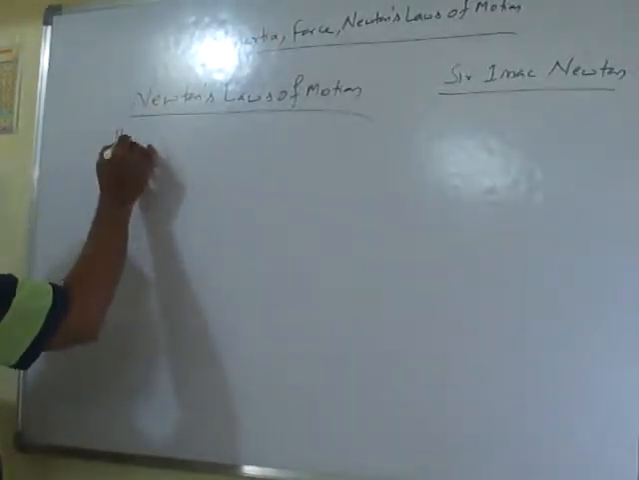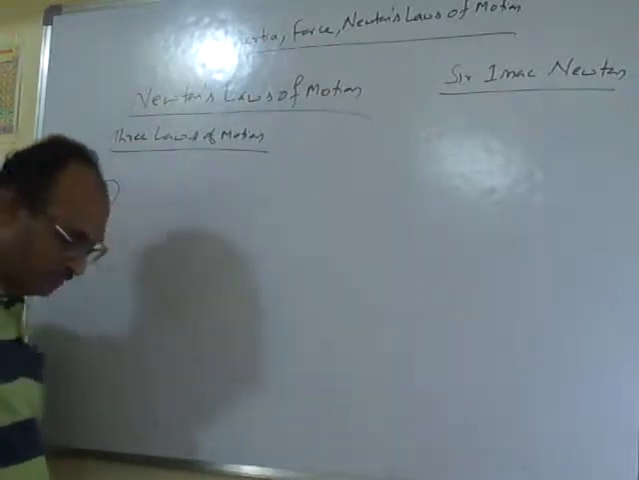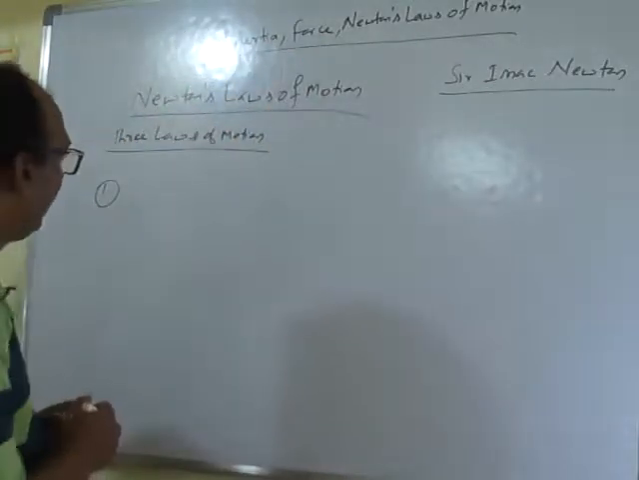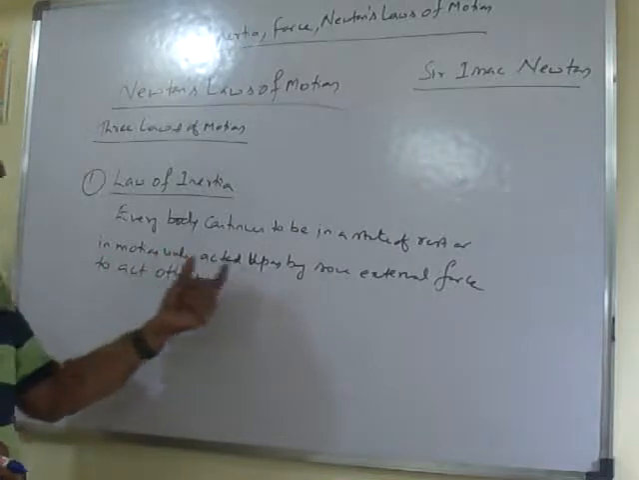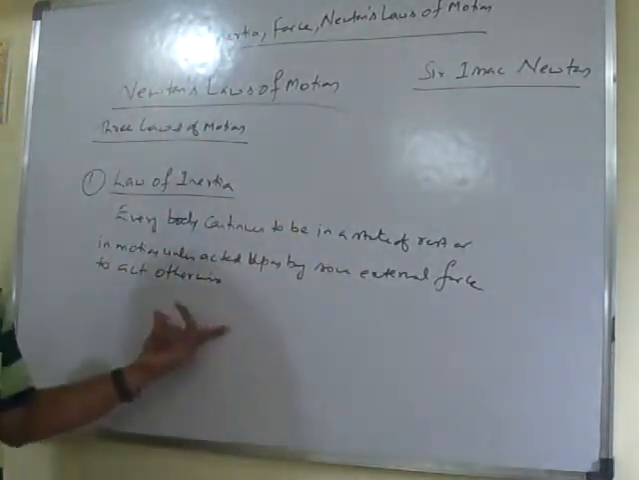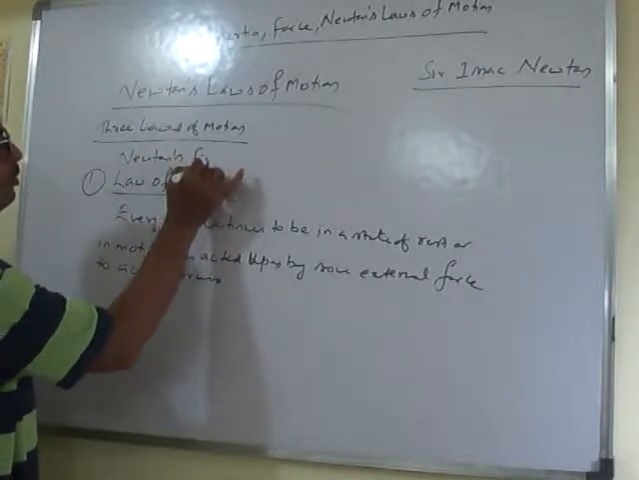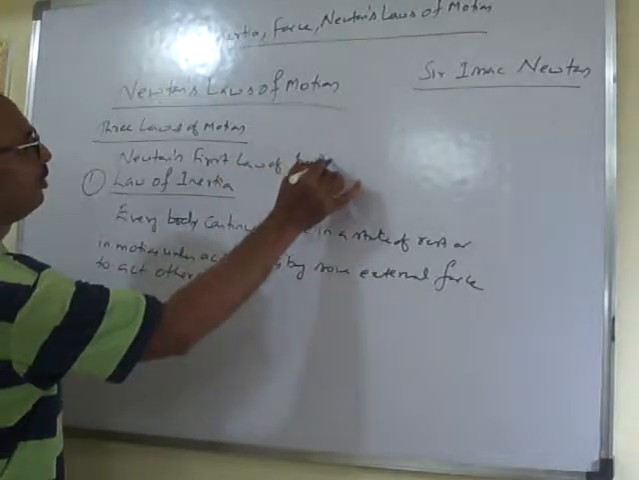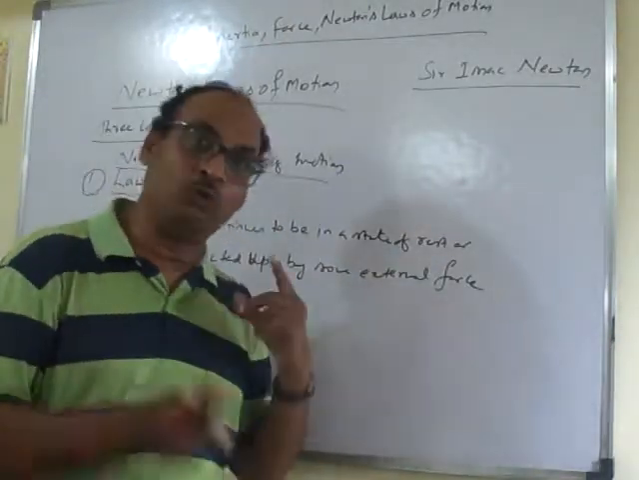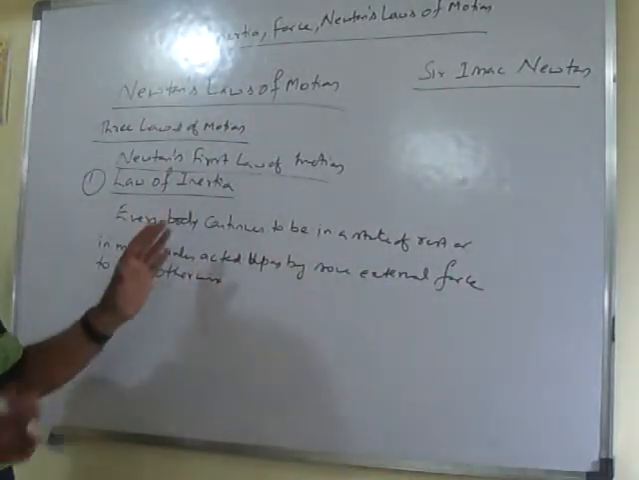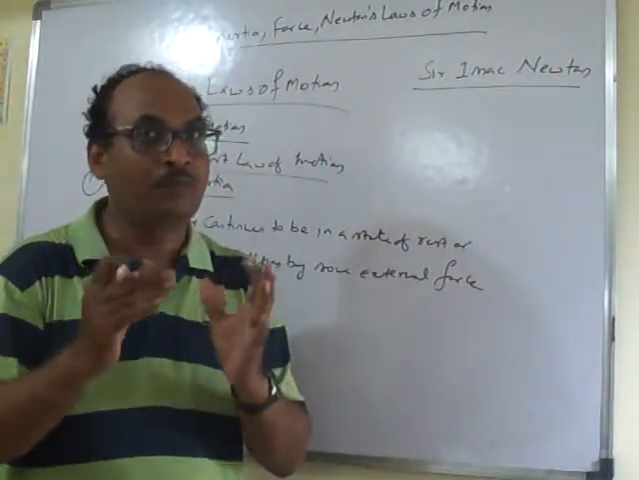There are three laws of motion given by Sir Isaac Newton. Now the first law, please remember this one: inertia. Every body continues to be in a state of rest or in motion unless acted upon by some external force to act otherwise. In Newton's first law of motion, we talk about inertia and how the body will change its position, which is only due to the external effort. So this law gives us the concept of force.